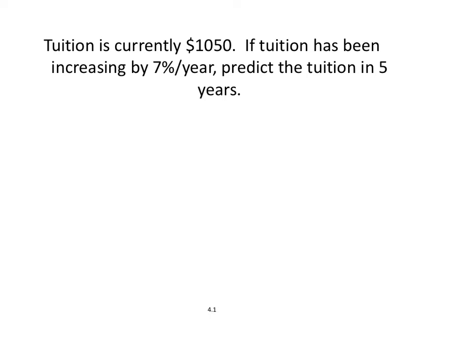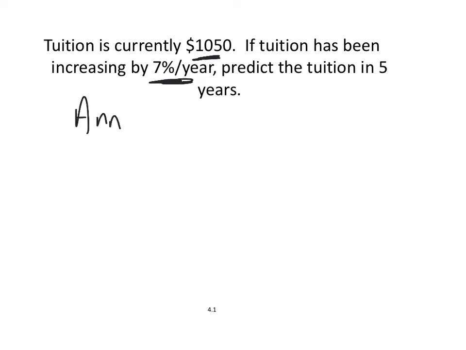Okay, so now we start our study of exponential growth and exponential functions, and then we transition to logarithmic functions. For this example, they're telling me a couple things. They're telling me that tuition is currently 1,050, I'm guessing per credit. They don't tell us this. And they're telling us that it's increasing by 7% per year.